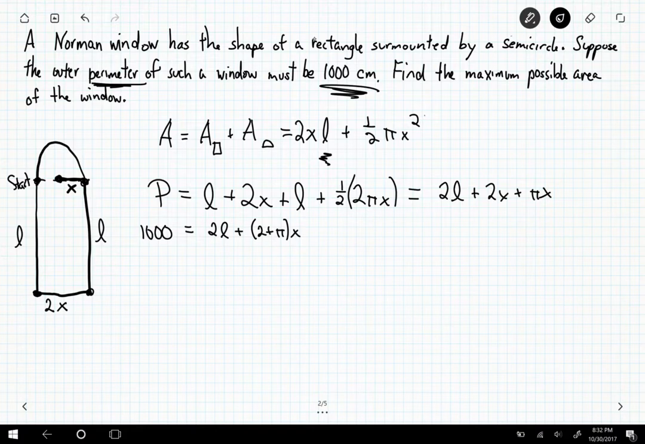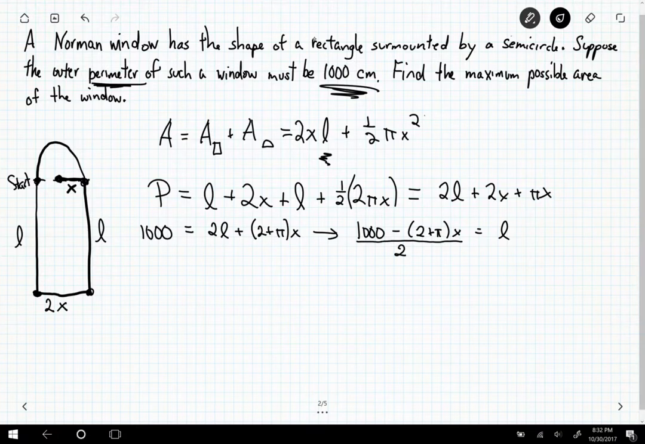So now we can solve for L. So you get 1,000 minus our 2 plus pi times x equals, now we could put 2L, but I'm going to put L, and the way we solve for that is just divide both sides by 2. Okay.